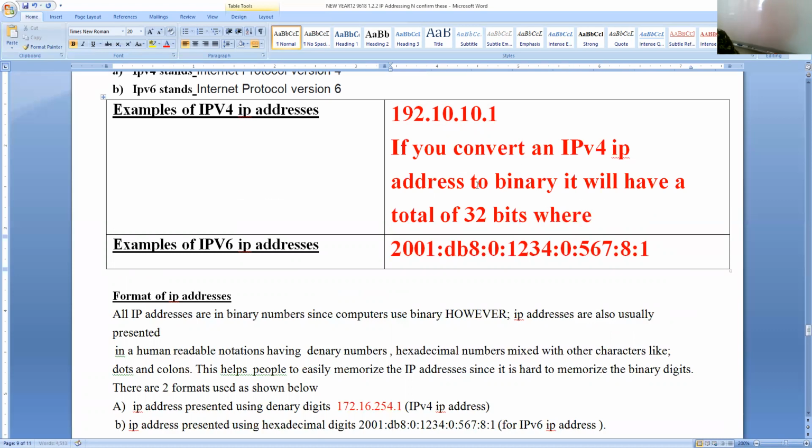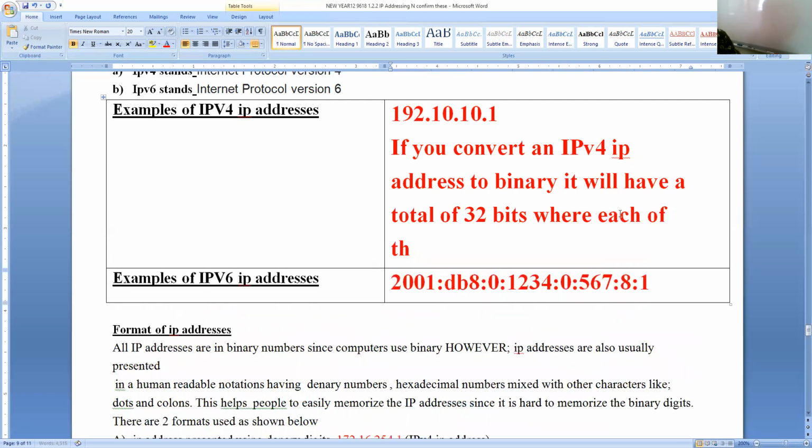It is just there on the board, on the screen. If you convert an IP address to binary, it will have a total of 32 bits, where each of the four parts will use 8 bits.